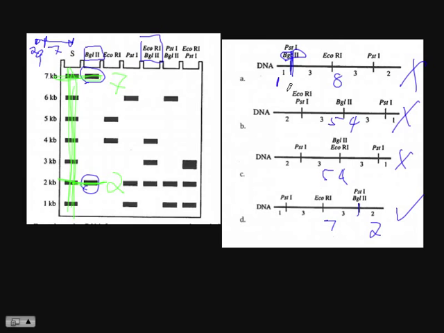This is a map. In the experiment, BioI25 is only used here. So the map says PstI, BioI25, but in the experiment, only BioI25 here is used.